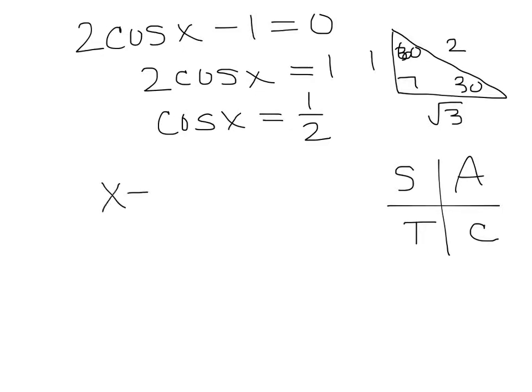Therefore, x could be the 60-degree angle in quadrant 1, which is pi over 3. But x could also be the 60-degree angle that's in quadrant 4. That is 5 pi over 3. Therefore, this trig equation has 2 solutions. Both pi over 3 and 5 pi over 3 solve the trig equation.